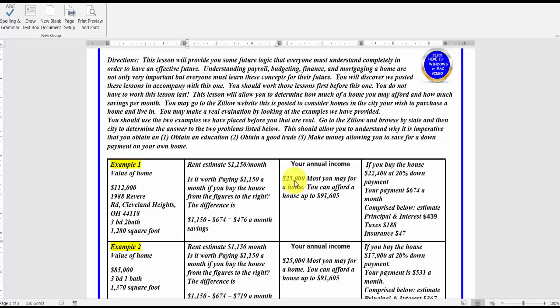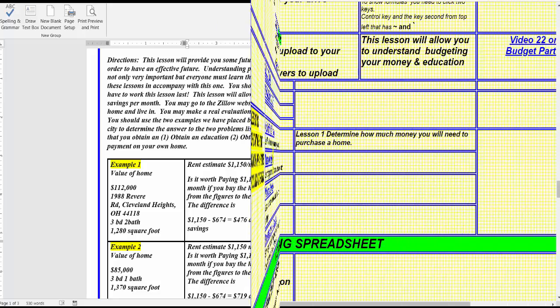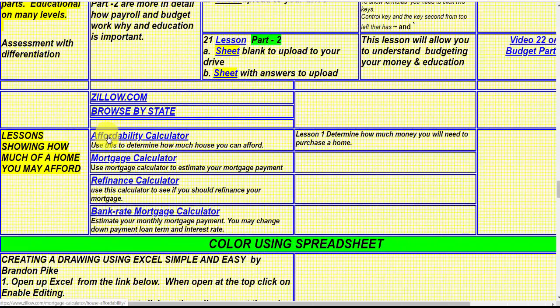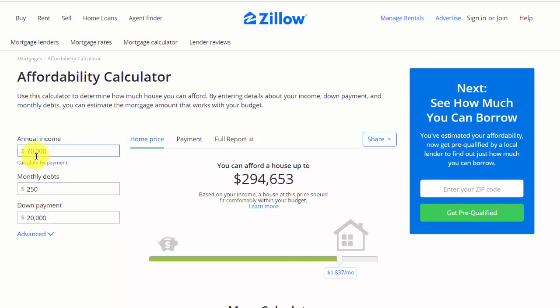Now, your annual income. Again, we have a website for this one too that you can click on. If you are making $25,000, the most you may pay for a home that you can afford is $91,605. Let me show you that so you can see exactly what we're talking about. We're back on the web page, and I'm going to click on an affordability calculator to see exactly what we can do. Let's say your annual income is $70,000. Well, you could probably afford a home that's $294,000.